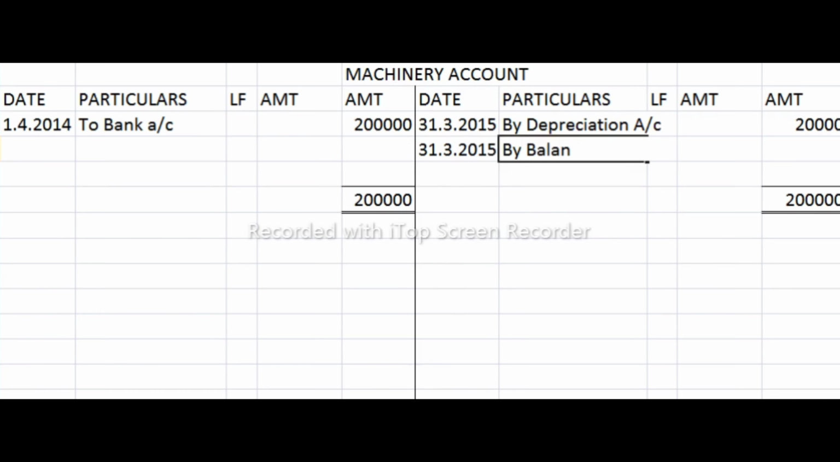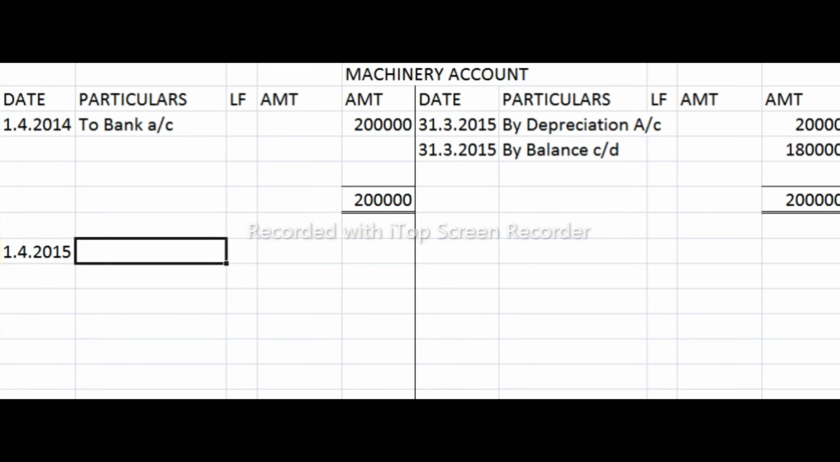So come to the credit side, and the last date, the closing date of accounts is 31st March of 2015, right? By balance carried down, and subtract 2 lakhs from 20,000, you'll get 1,80,000 as the balance carried down. Now take that carried down to the opposite side and write it as 1/4/2015 to balance brought down 1,80,000, and we're going to carry on with the sum for the second year, that is the year between 2015-16.